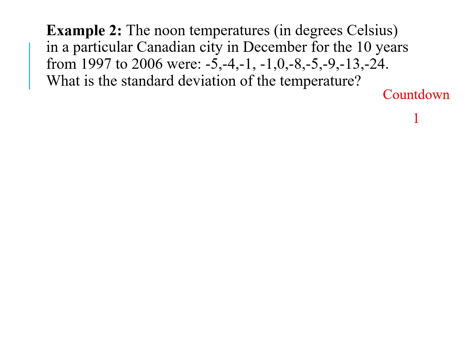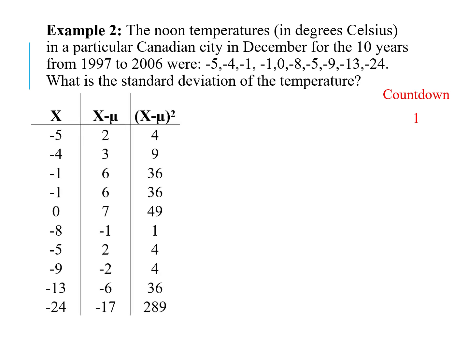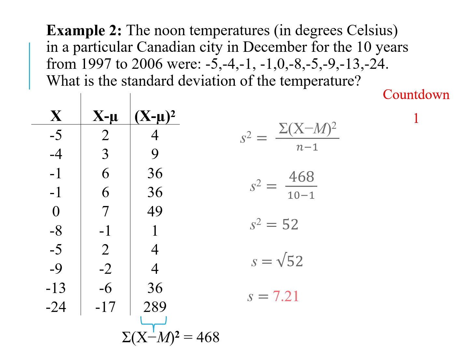Okay, so as you can tell, we do not have every single temperature for the full 10 years, so we are working with a sample. Make your table. The average temperature is -7. Subtract that from each score and then square it. The sum of squares is 468. Take your sample variance and don't forget to subtract 1 in the denominator. s squared is 52. When you take the square root of that, you get 7.21 degrees.